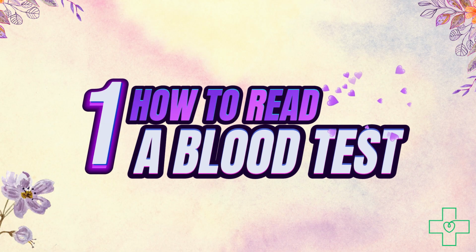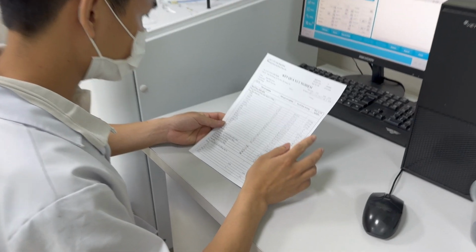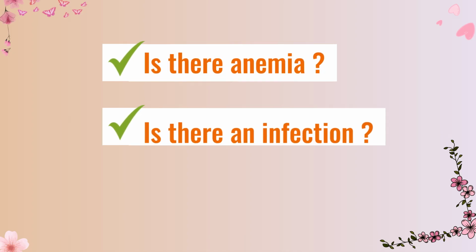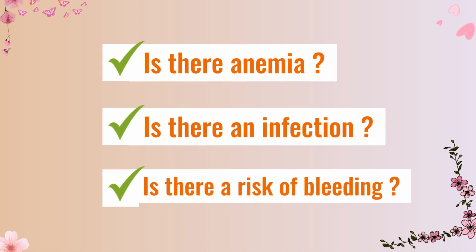Part 1. How to read a blood test. When looking at a blood test, doctors do not read it line by line. They only try to answer 3 questions. Is there anemia? Is there an infection? Is there a risk of bleeding?